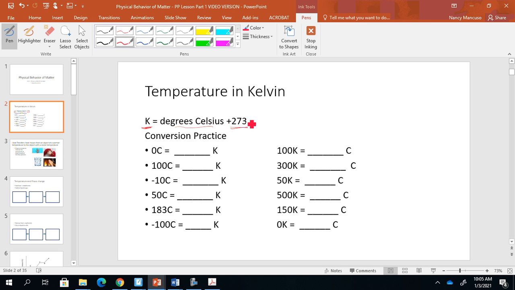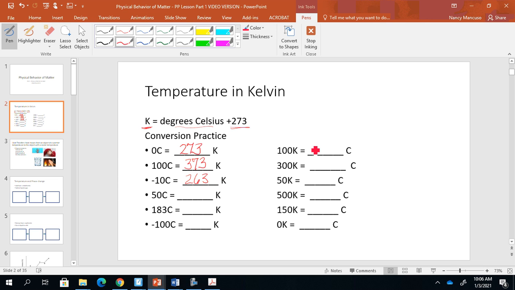So let's get started here on our math. This is one of the ones I'll do just a couple with you. If it's 0 degrees Celsius, I add 273, so this would be 273 K. This one, if it's 100 and I add 273, that's going to be 373. And this one, if it's negative 10 and I add 273, it's going to be 263.